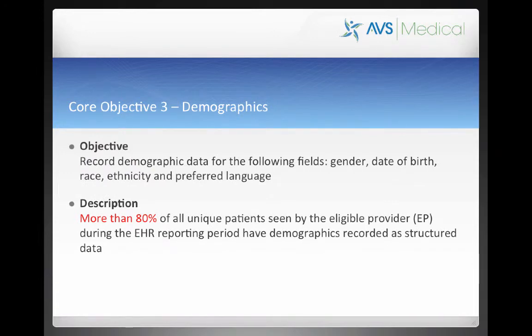Core objective number 3 is patient demographics. Pretty much everything is the same as in the past. However, the percentage has gone up from 50 to 80%. And let me call something out here. You see I've got it in red.